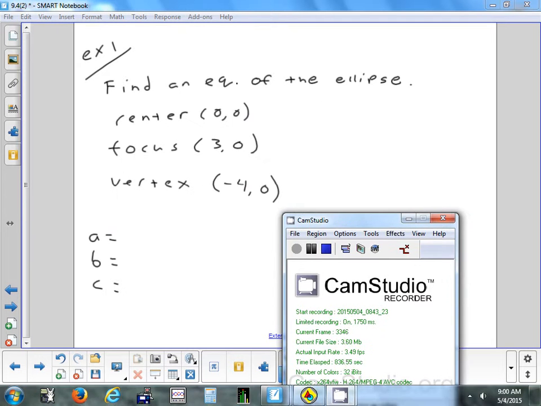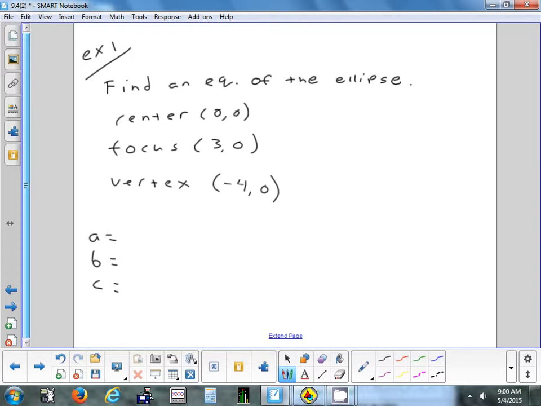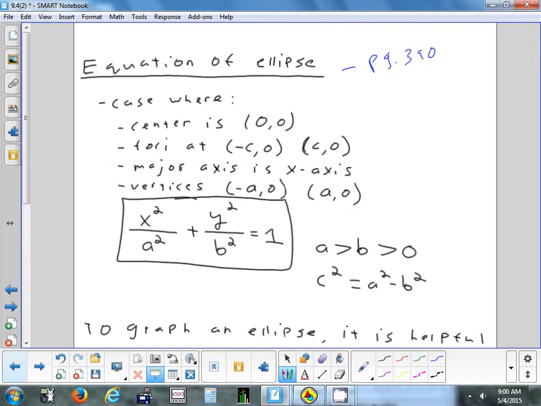All right, so first thing we want to do is figure out what A, B, and C are. I think we're going to be able to get two of the letters right away, but the one that we really need for the formula, we're going to have to use a calculation to figure out.